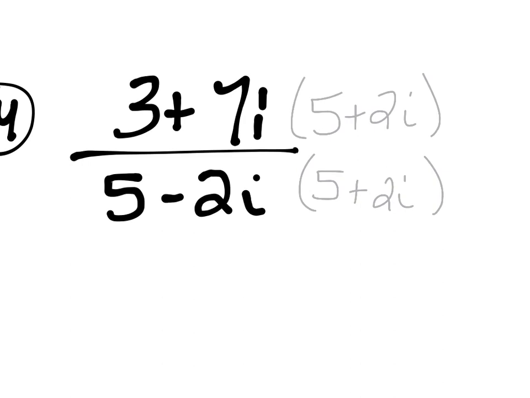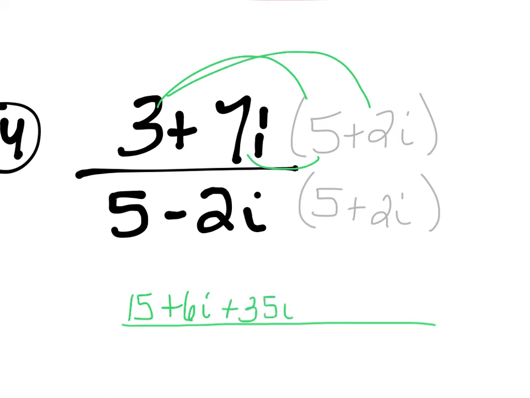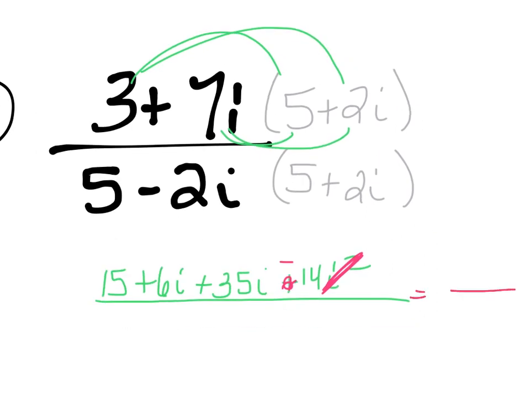So let's do the numerator first. Just two multiplication problems. What's 3 times 5? 15. What's 3 times 2i? 6i. What's 7i times 5? 35i. Good. And then 7i times 2i? 14i squared. Uh-oh. Cross off that i squared. Good. And subtract. So now just clean it up a little bit.